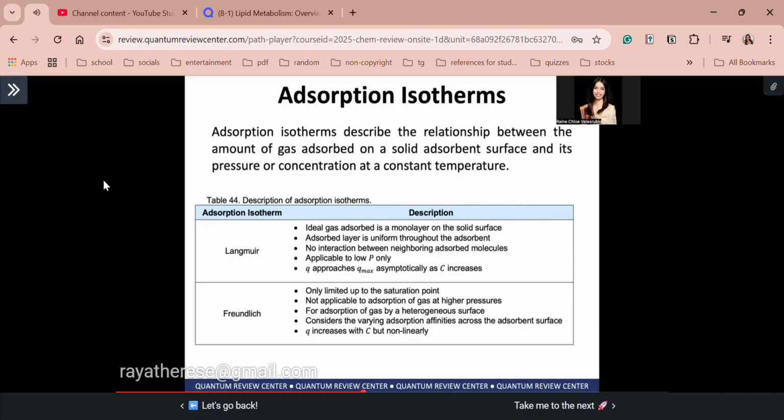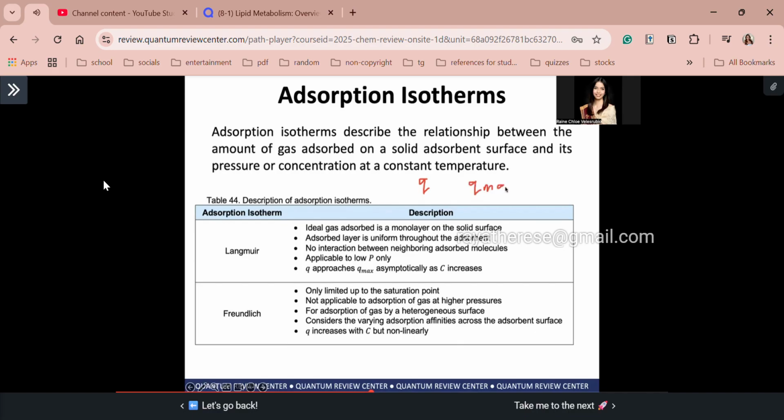The Langmuir isotherm assumes that the adsorbed gas forms a monolayer on the surface. Again, the keyword for Langmuir is monolayer. So, yung adsorbed layer na yan is uniform across the surface. Again, uniform. And it assumes that there is no interaction between the neighboring adsorbed molecules sa monolayer mo. And Langmuir is only applicable to low pressure conditions. So, ang main trend dito kay Langmuir is that as concentration of the adsorbate increases, the adsorption Q will increase until it approaches a maximum value, Q max.